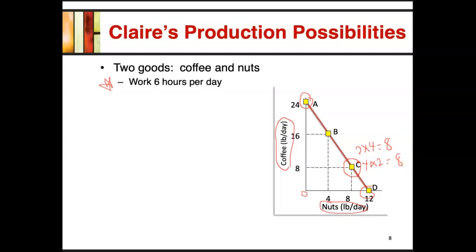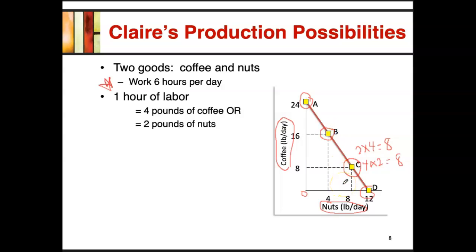Or she can decide to use 4 hours for picking coffee, and she'll actually be at point B, and 2 hours for nuts. So she produces 16 pounds of coffee and 4 pounds of nuts. This is given by the fact that in an hour of labor, she can collect 4 pounds of coffee, or she can collect 2 pounds of nuts. And we can construct her production possibilities curve by connecting all these dots.